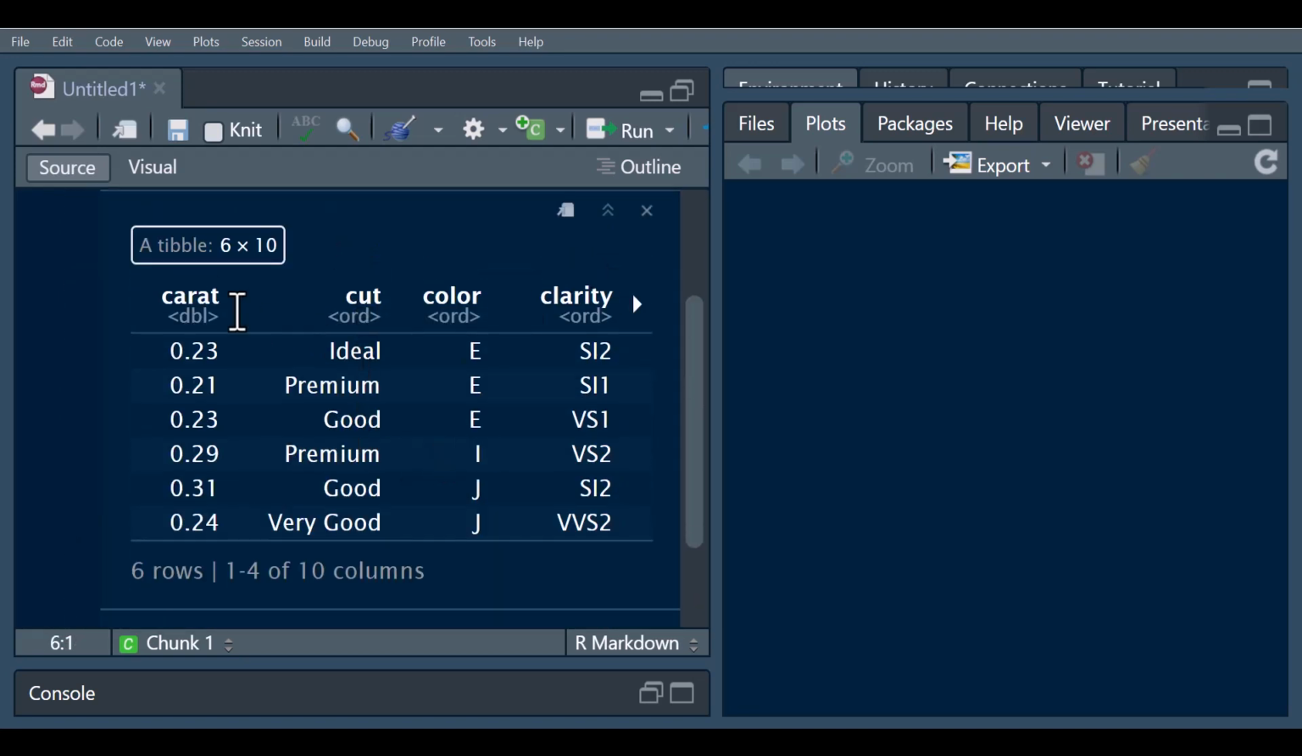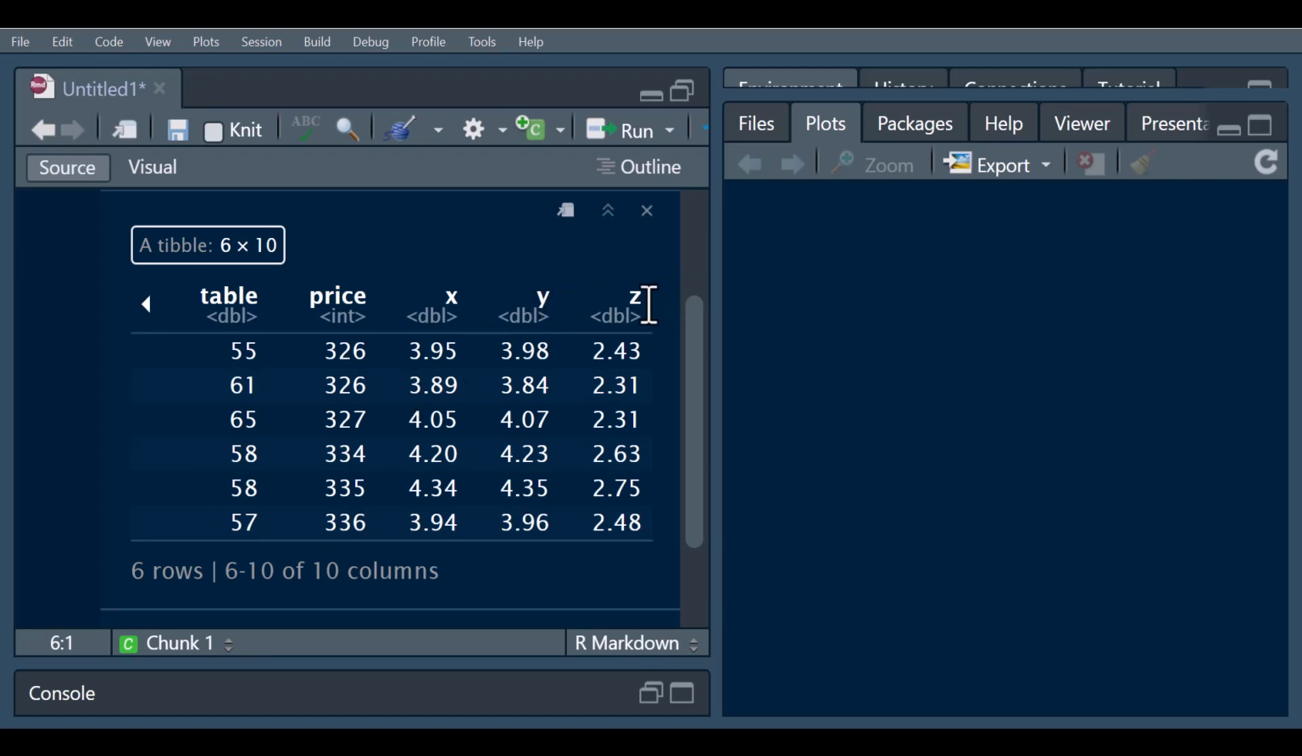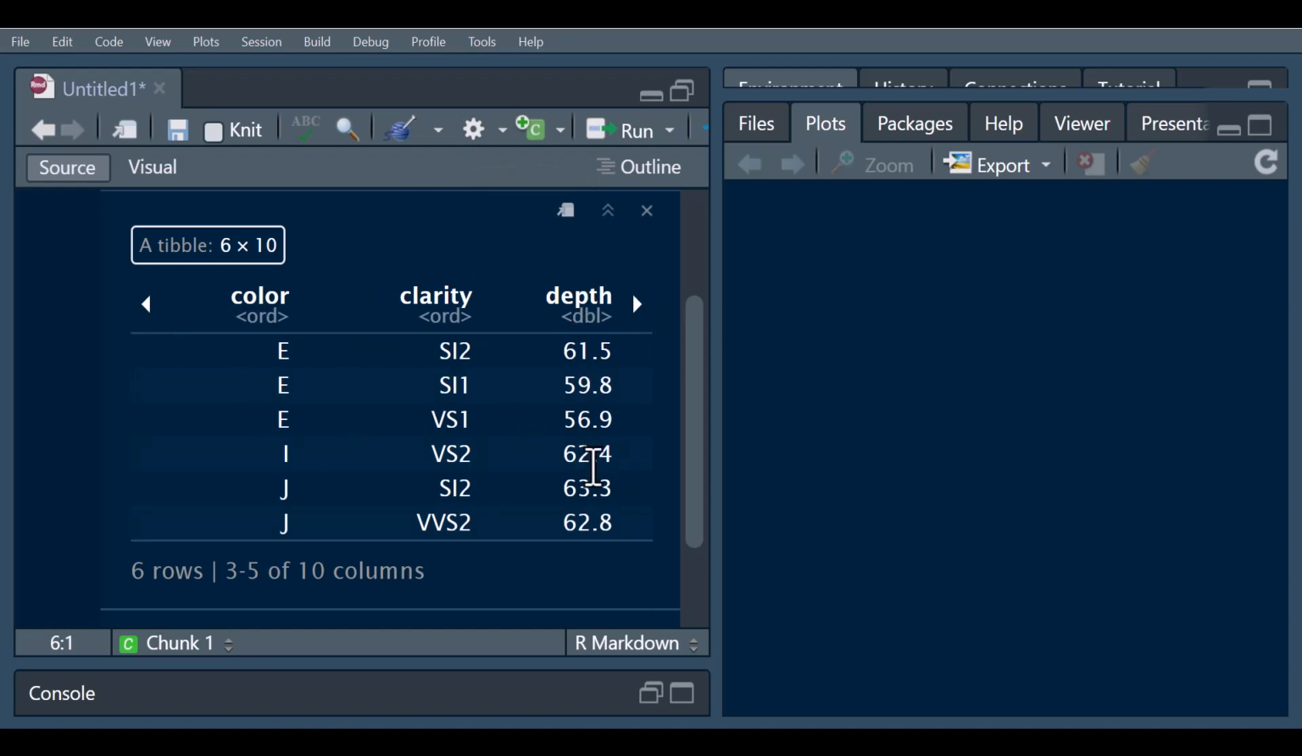As you can see, our data have 10 columns. We have carats, which is the measurement of a diamond's weight. We have diamond cuts. We have the color of a diamond. We have clarity. We have depth, table, price, x, y, and z. So this value x is the length of the diamond. The value y is the width of the diamond, while the value z is the depth of the diamond. So this variable that you are looking at here, the depth, is actually the depth of the diamond expressed in percentage.